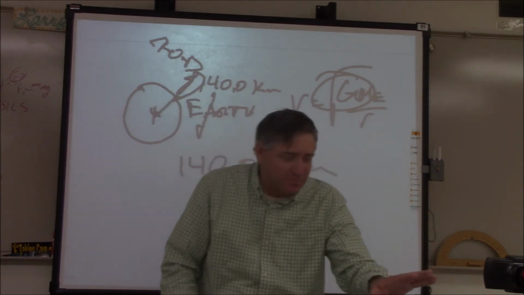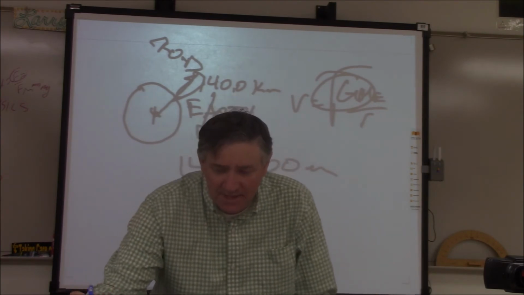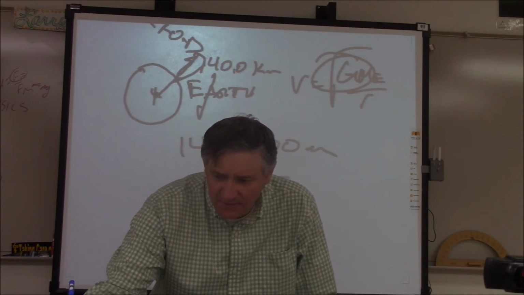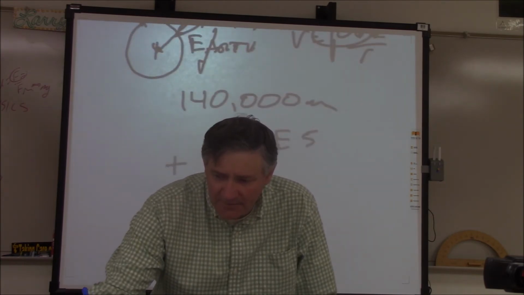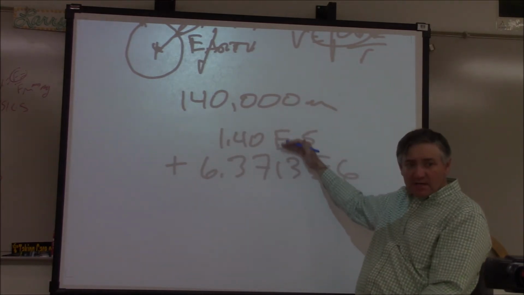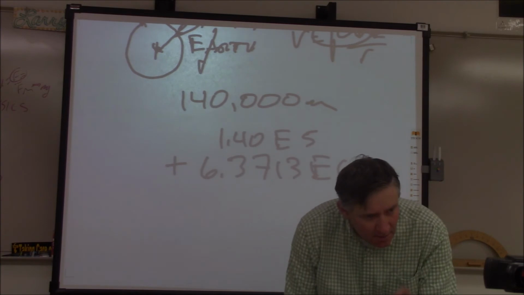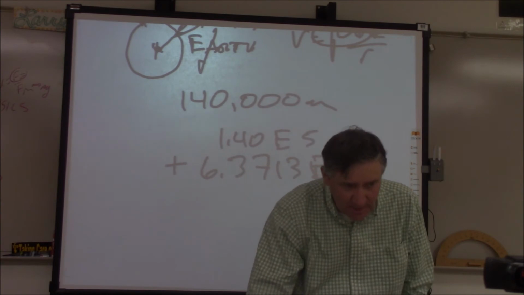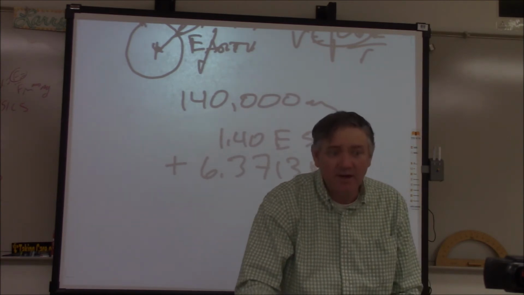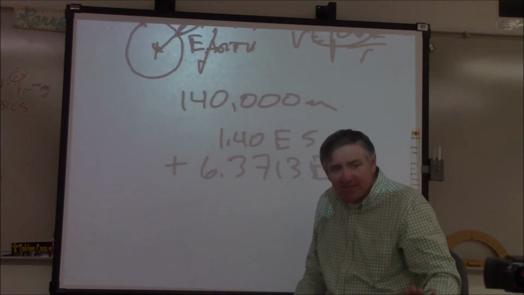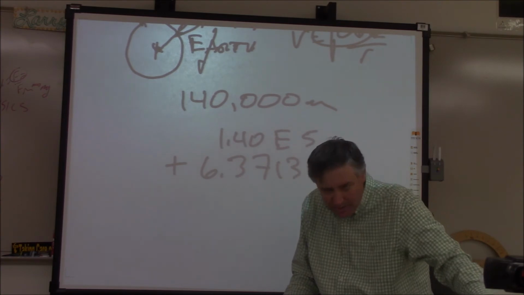So this is where I'm going to need some help with somebody with a calculator. So somebody take 140,000, which is 1.40 e to the 5th, and then we're going to add that to the radius of the Earth, 6.3713 e to the 6th. When you add these numbers together, do not round your answer. Keep all of these digits. We're going to round when we get to the end, okay, when we actually calculate that velocity, okay?